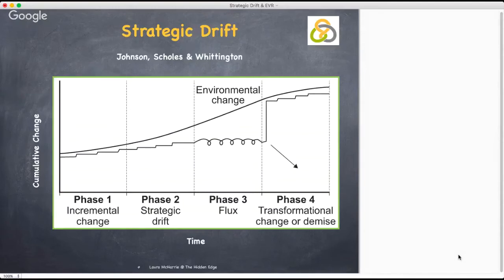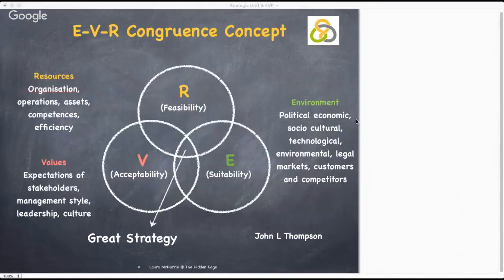So what can we do about this? John L. Thompson suggests that strategic drift occurs when these 3 business elements are not aligned. They include resources, environment, and values. The resources include organisational operations, assets, competencies, and efficiencies. They are the strengths and the weaknesses inside the business.